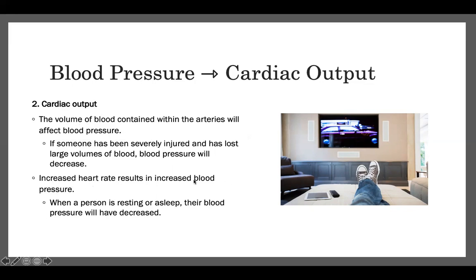Increased heart rate results in increased blood pressure. So when you're exercising and you're moving about and you're keeping busy, your blood pressure is going to be a little bit higher. But when you're sleeping or you're resting, then your blood pressure will slow down significantly, like this person over here watching TV. Or your heart rate right now, unless you're jogging on a treadmill or something, listening to this, your blood pressure is going to be at a nice low level.